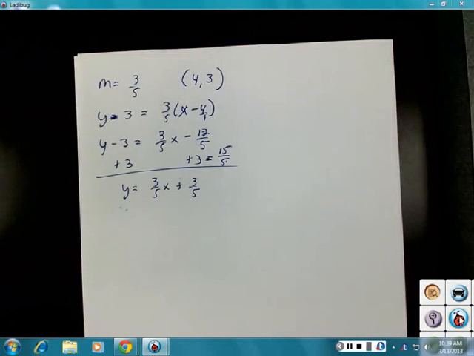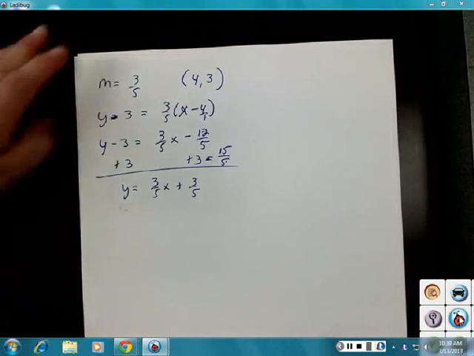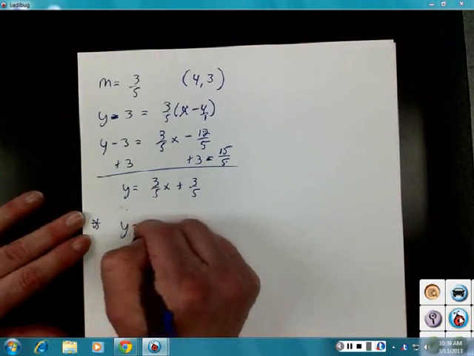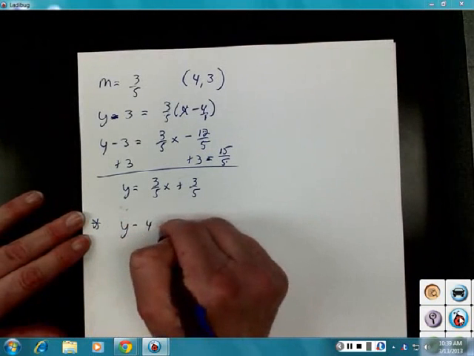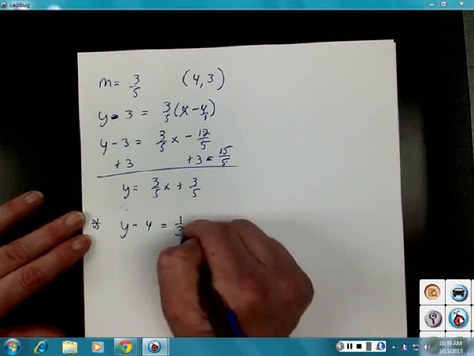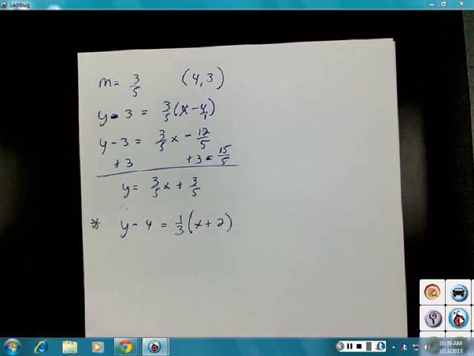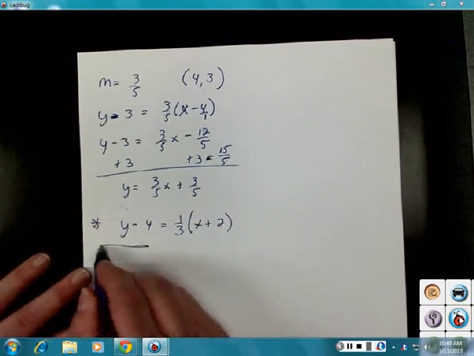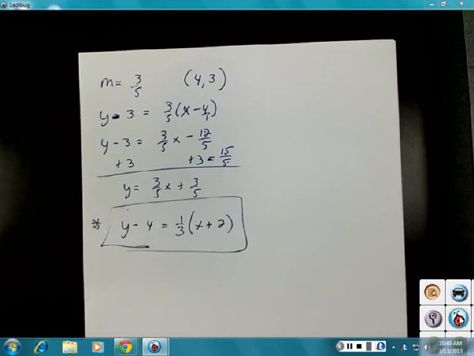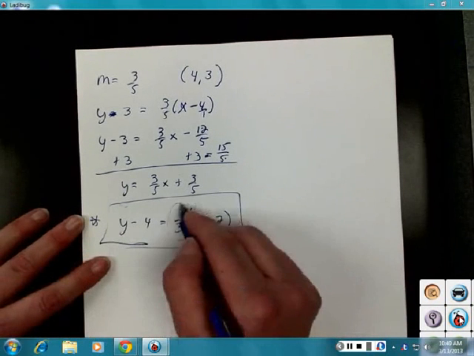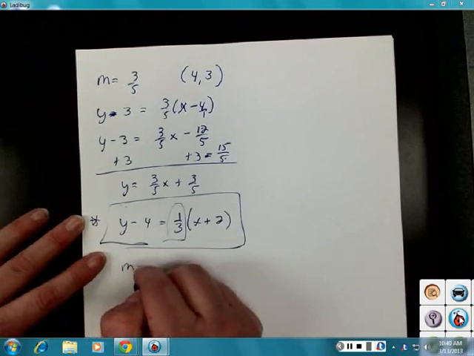They do go back at this point in some of your questions that come up in Hawks. They may give you y minus 4 equals 1/3 times x plus 2. And they may ask you, just given this piece, to say what is my slope and what is the point that you were given. So if you reverse it and you go back and say, oh, my slope's easy to find, m is 1/3.